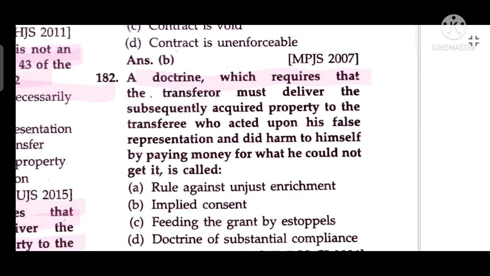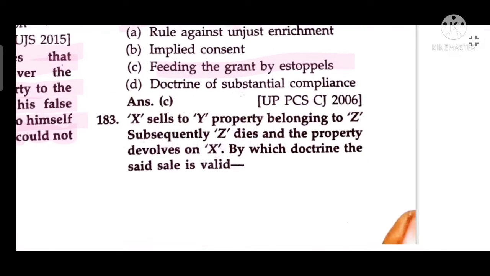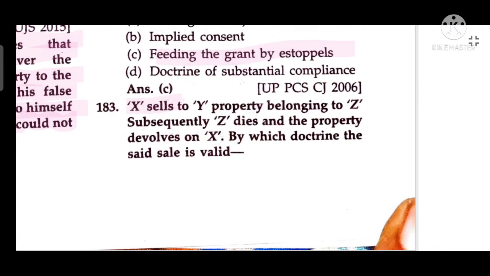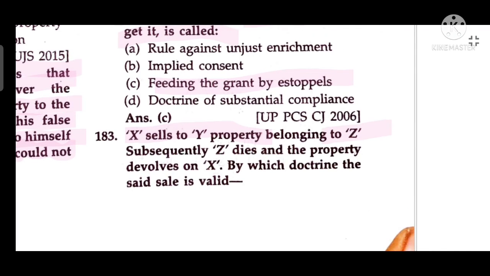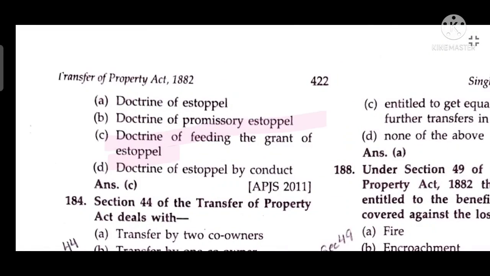The doctrine which requires that the transferor must deliver the subsequently acquired property to the transferee who acted upon the false representation and did harm to himself by paying money for what he could not get is called feeding the grant by estoppel. X sells to Y property belonging to Z. Subsequently, Z dies and the property devolves on X. By which doctrine is the said sale valid? Doctrine of feeding the grant by estoppel.